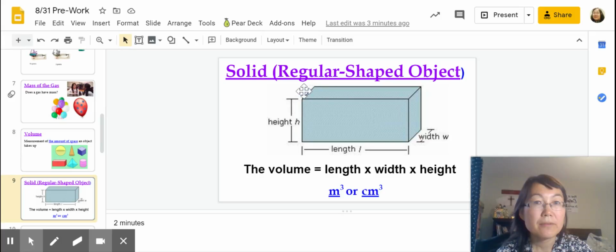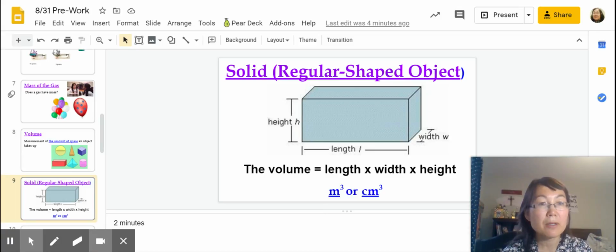The volume of this kind of rectangle shaped object: we can measure the length, the width, and the height, and calculate by using length times width times height. For example, this is a big object, and we use the unit for length as meter, width meter, height meter, and once we multiply them together, it will become cubic meter. So the unit for volume is cubic meter.